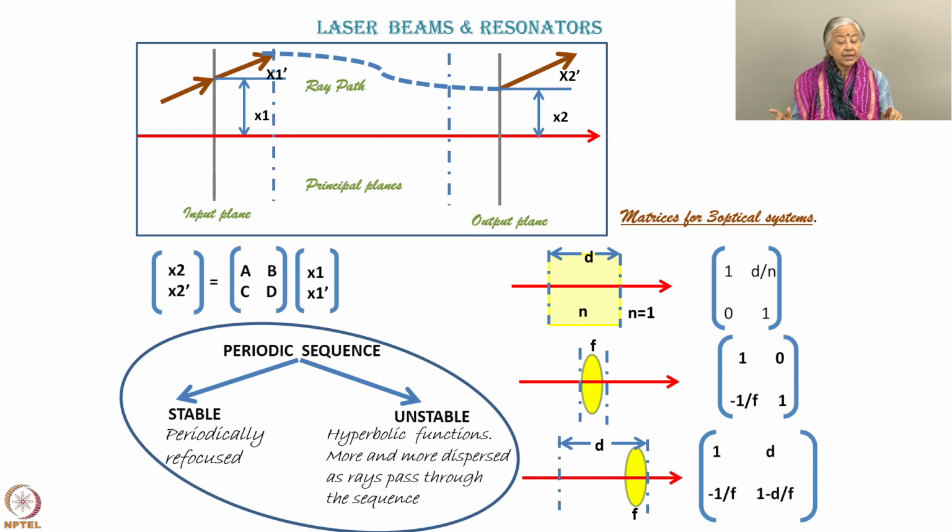Now, the output is given by x2 here, and it has an angle with this output plane which is given by x2 dash. So, you could write a set of linear equations for x1, x1 dash, x2 and x2 dash and solve the equation. Okay. That is how we go about it.